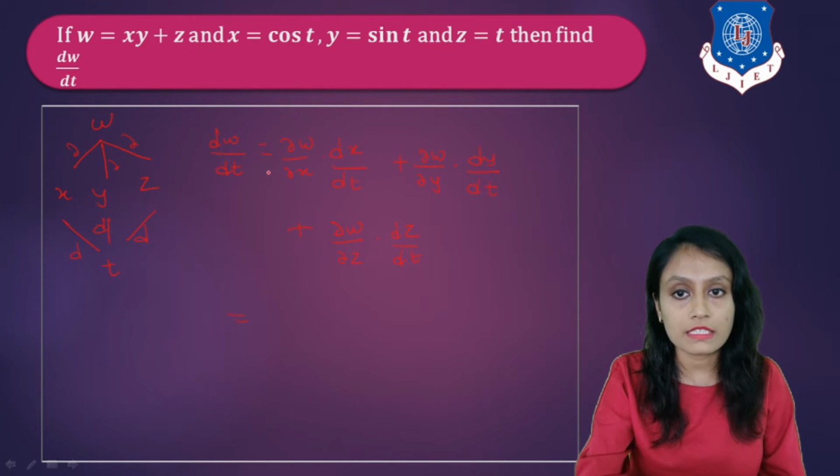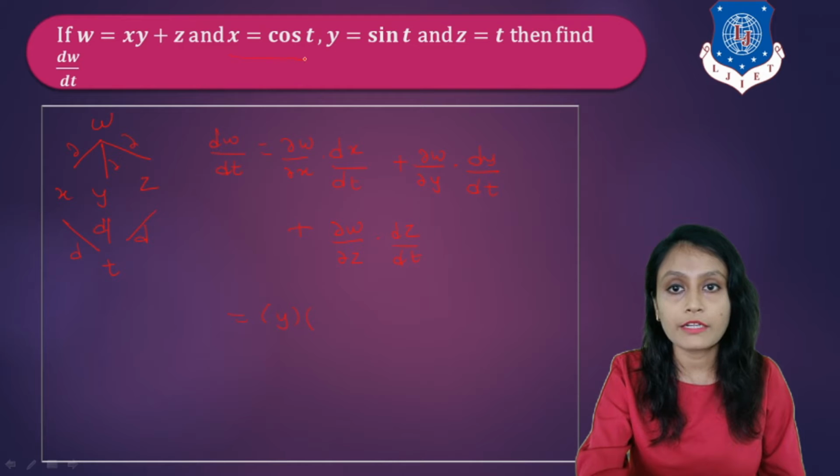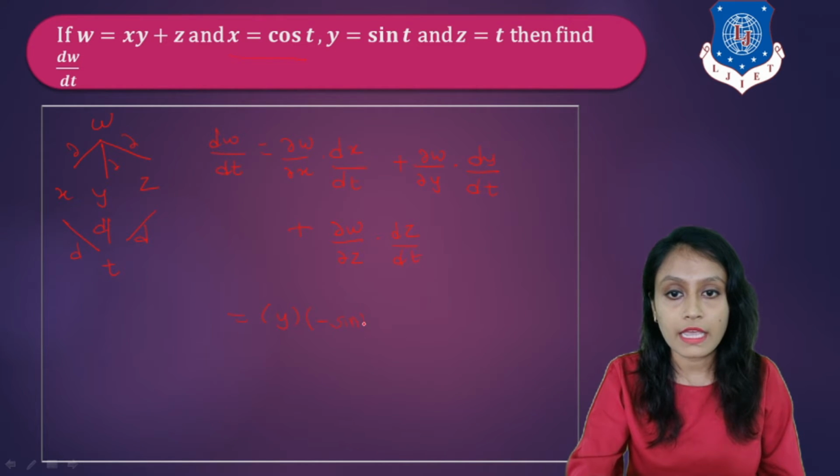Okay, solve this. Del w by del x means derivative of w with respect to x, so we have to find the derivative from this. We will keep y and z constant. So derivative with respect to x: derivative of x is 1, y is constant, so we have answer y into dx by dt, meaning derivative of x with respect to t. So the answer is minus sin t.